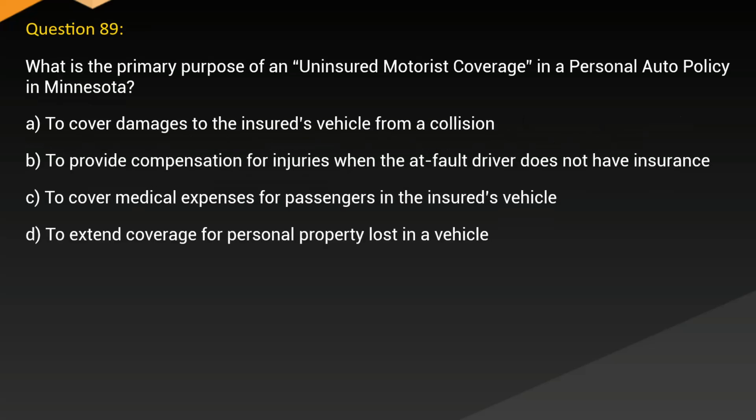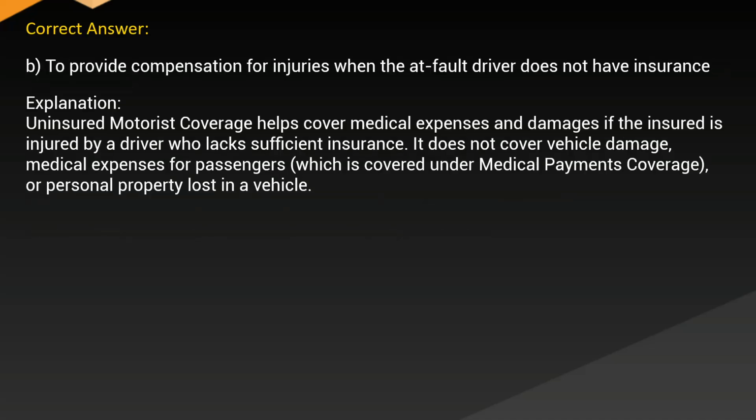Question 89. What is the primary purpose of uninsured motorist coverage on a personal auto policy in Minnesota? A. To cover damages to the insured's vehicle from a collision. B. To provide compensation for injuries when the at-fault driver does not have insurance. C. To cover medical expenses for passengers in the insured's vehicle. D. To extend coverage for personal property lost in a vehicle.